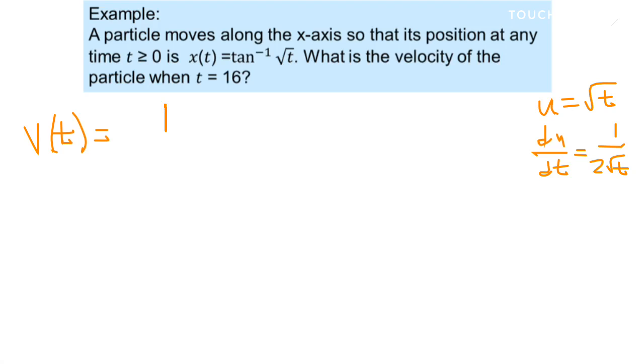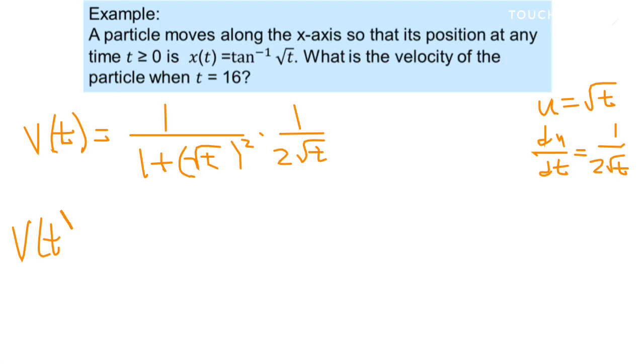So I'm going to have the derivative is 1 over 1 plus u squared. Well, what was u? What was getting inverse tangented? It was square root of t. And I'm going to multiply by the derivative of u, which is 1 over 2 times the square root of t. So v of t, I could simplify. That's 1 over 1 plus the square root of t squared, which is just t. I'm going to multiply by 1 over 2 square root of t.